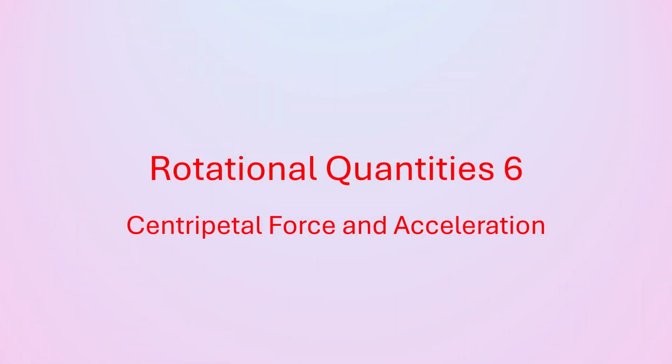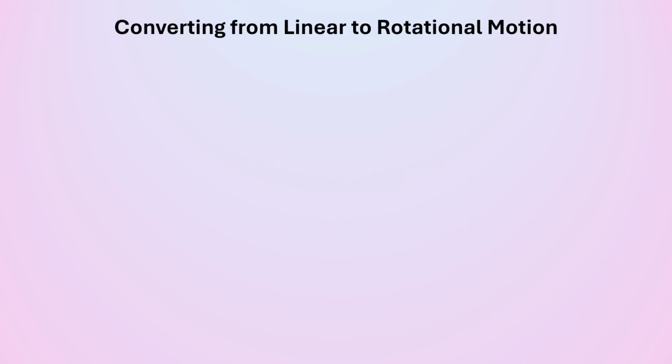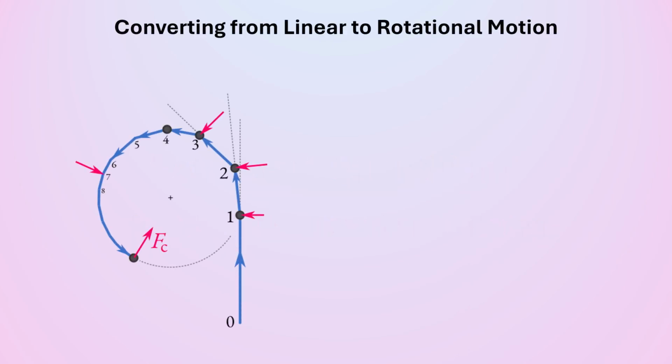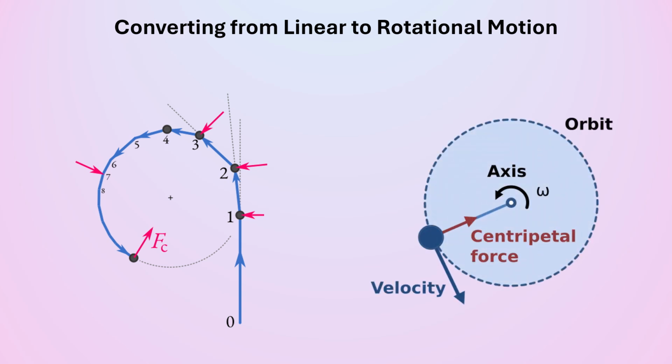In this video, we will clarify the terminology of centripetal force and acceleration, and how they are placed in the rotational quantities system. Let's first recall how we get this type of force and acceleration. Converting linear motion into rotational motion can be done by applying a force perpendicular to the direction of motion. In a circular motion, this perpendicular or orthogonal force has a constant magnitude and is always directed to the axis or center of rotation, which makes it called centripetal force.